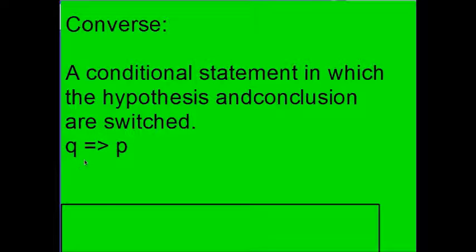Q implies P. So if we had that original if-then statement that I gave you, if it's raining, then I will need my umbrella, and we flip that around for the converse, if I need my umbrella, then it's raining. The if stays put, the then stays put, but you flip-flop the meat and potatoes.